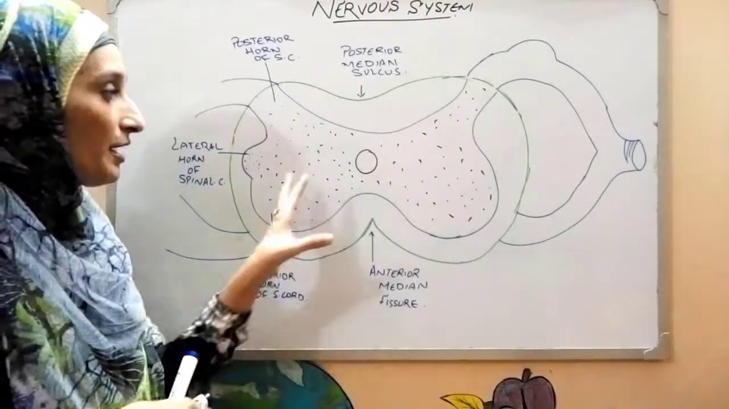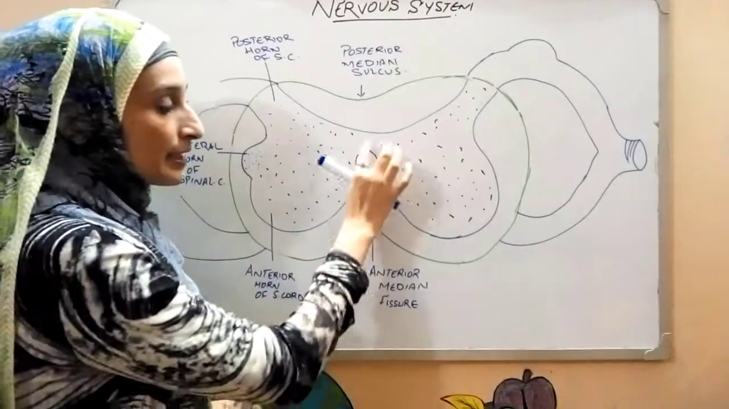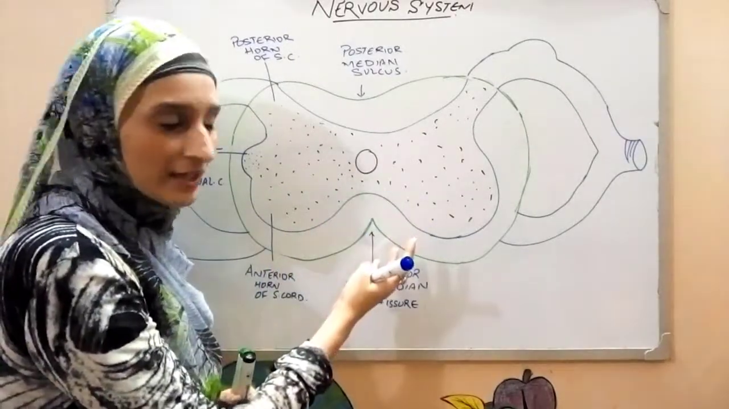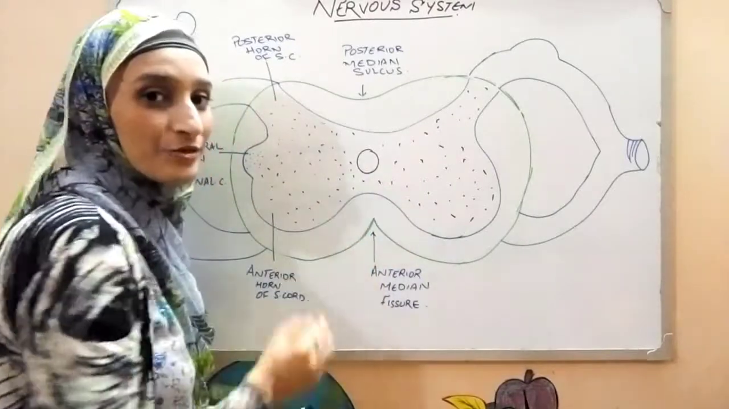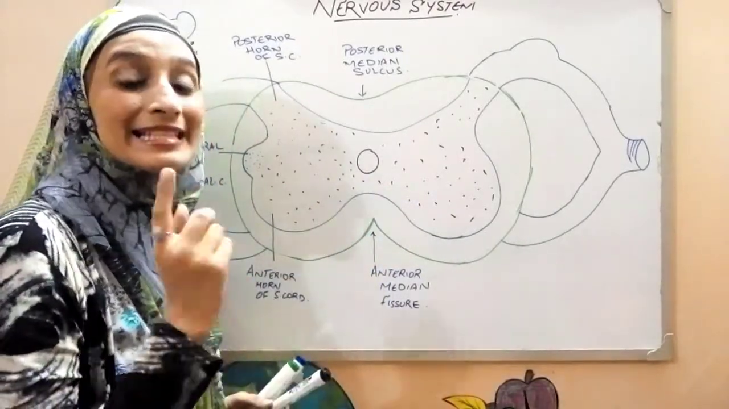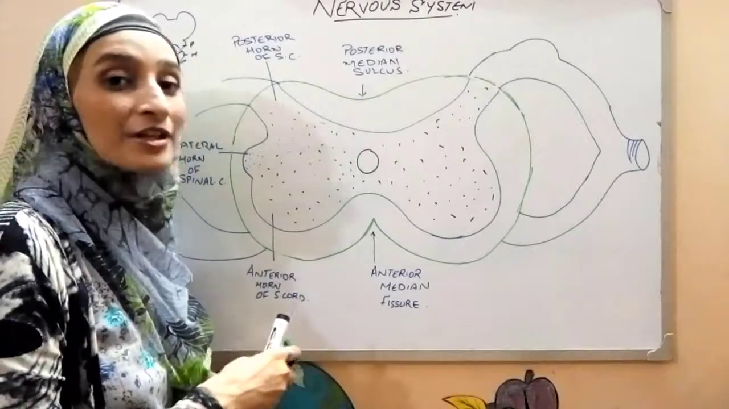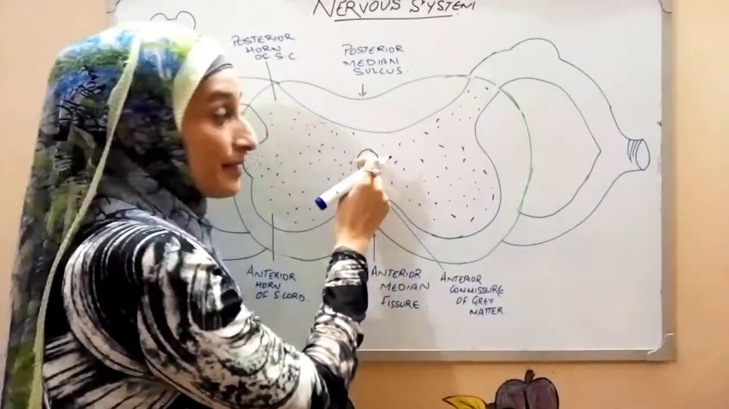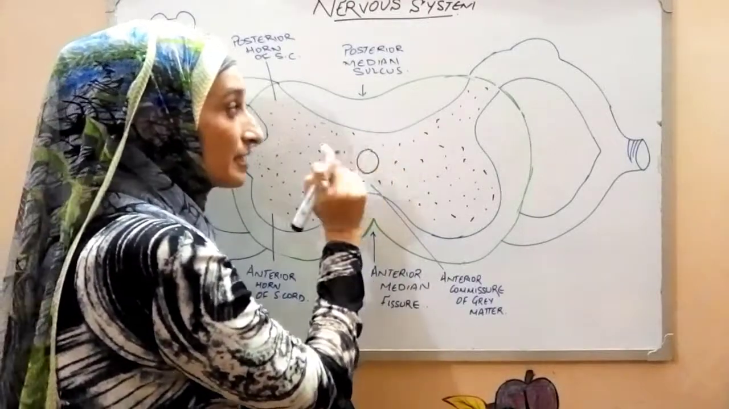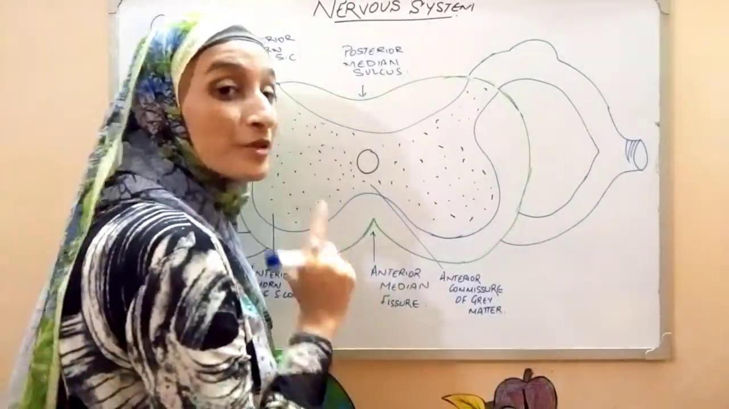Now in the extreme center we have the central canal. The part of the gray matter which is present anterior to the central canal is known as the anterior commissure of the gray matter. The gray matter which is present in the posterior aspect of the central canal is termed as the posterior commissure of the gray matter.